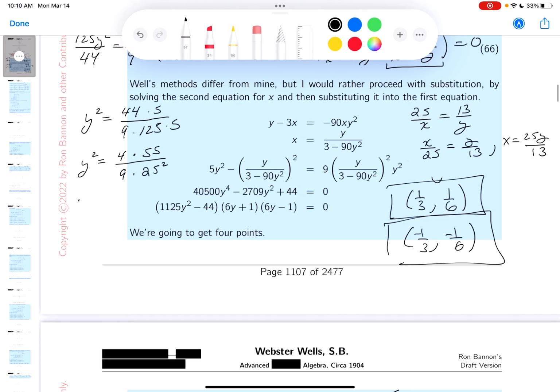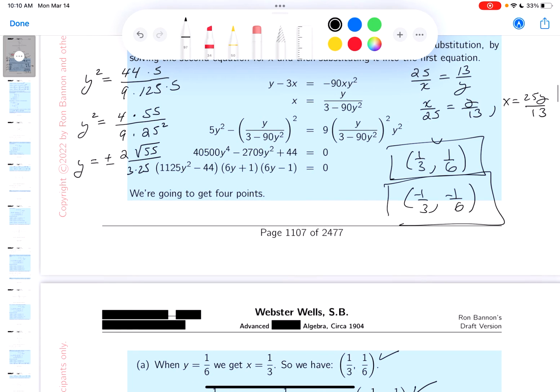And then y, this is a killer, plus or minus 2 root 55, and that would be 3 times 25, right? It's never going to end. Y is plus or minus 2 root 55 over 75. Wow, that was tough. Let's write our answers down now. 2 root 55 over 75.